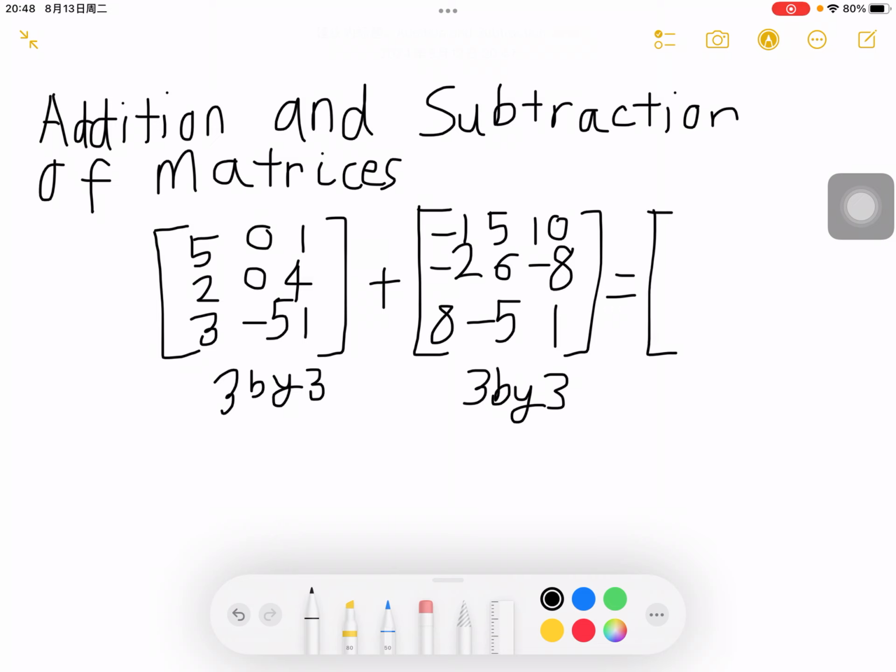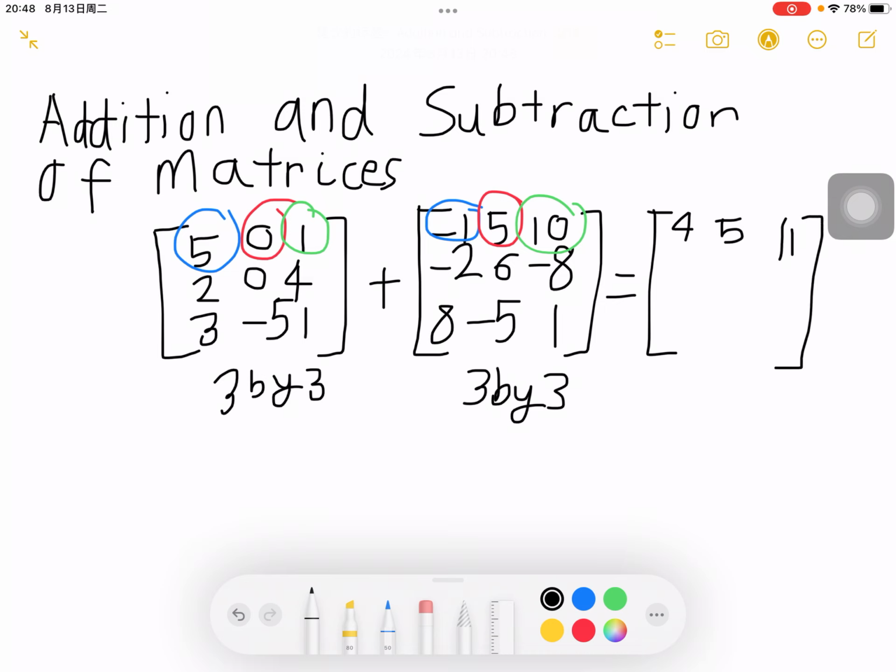Essentially what you get is 5 plus negative 1, which is going to be 4. Then you also have 0 plus 5, which is 5. And then you have 1 plus 10, which is going to be 11, right? Then you also have 2 plus negative 2. That's just 0. Then you have 0 plus 6, which is going to be 6.